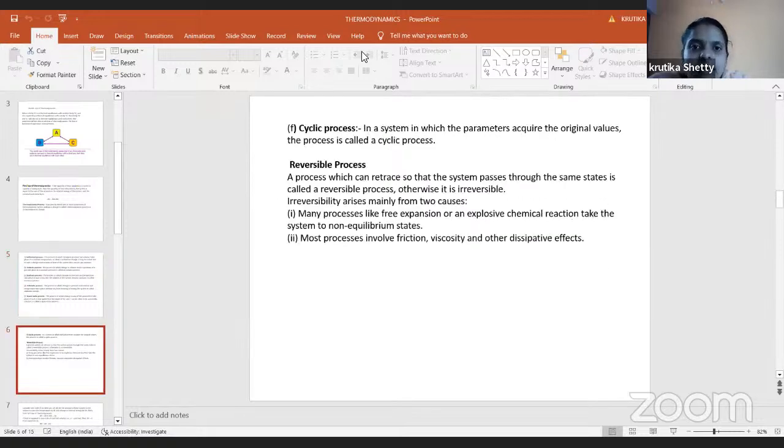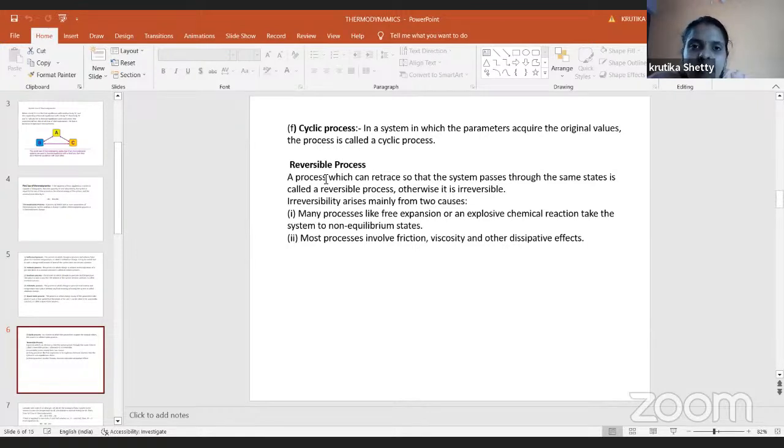Next, cyclic process. As the name indicates, it is cyclic: where it starts, there it ends. In a system in which the parameters acquire the original values, the process is called a cyclic process. Next, reversible process. What is a reversible process here? A process which can retrace so that the system passes through the same states is called a reversible process.